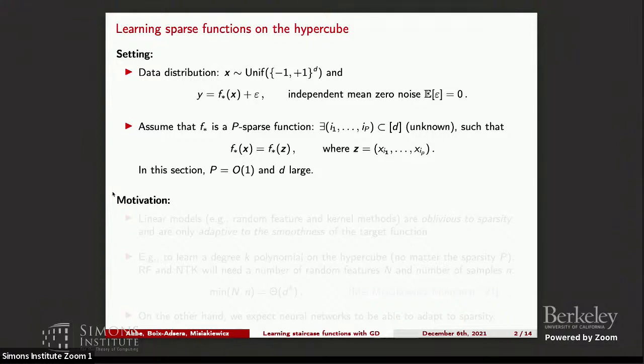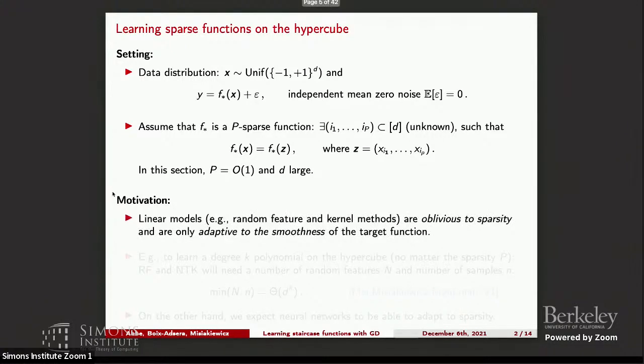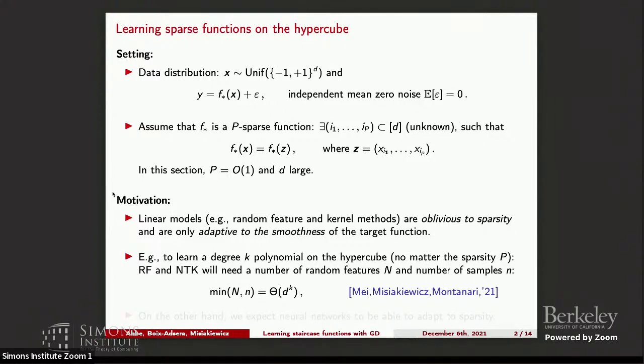So why is this setting interesting? Linear models, such as random features and kernel methods, are oblivious to sparsity and are only adaptive to the smoothness of the target function. Let me give a concrete example. To learn a degree k polynomial on the hypercube, random features and inner product kernels will need the number of random features N and number of samples n to scale with d to the power k, no matter the structure of the polynomial. For example, whether it's sparse or non-sparse, it will still need to scale with d to the power k.